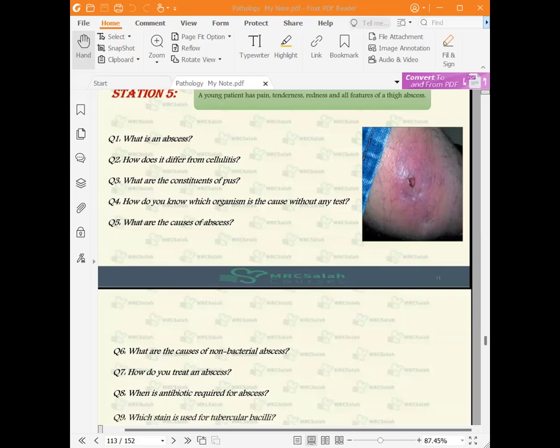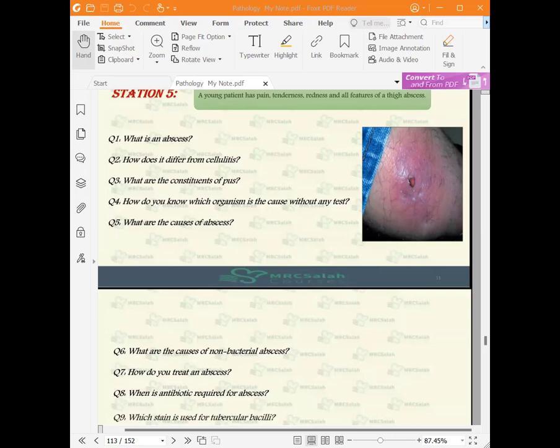What are the constituents of pus? Pus is product of acute inflammation, containing dead WBC, mainly neutrophil, tissue debris, and pathogenic microorganism as bacteria.